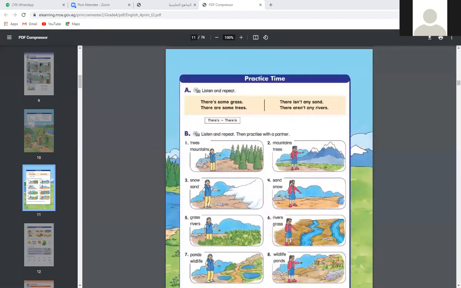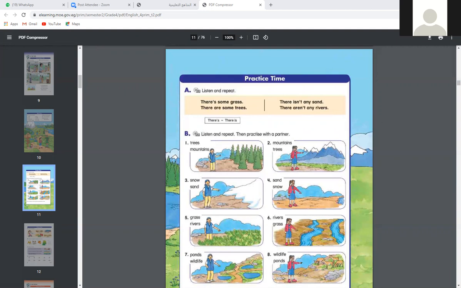Here, listen and repeat. Number one, what can you see? I can see there are some trees. There are some trees, okay? So I can see some trees here. Mountains, there aren't any mountains. There aren't any. I put aren't because mountains are countable, and I put any after aren't because I put any in the negative sentences. So number one, there are some trees, there aren't any mountains.